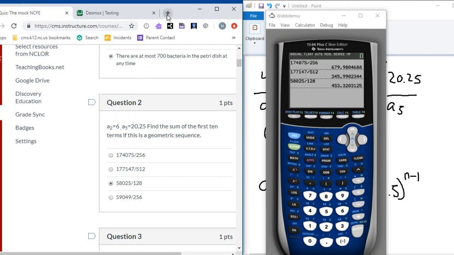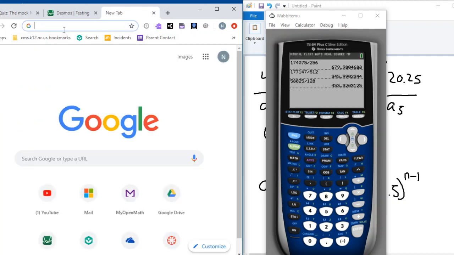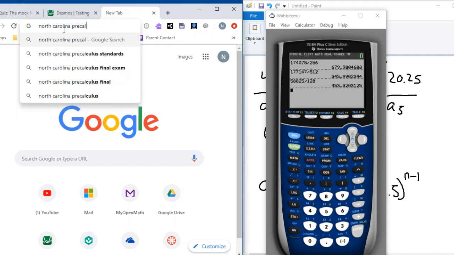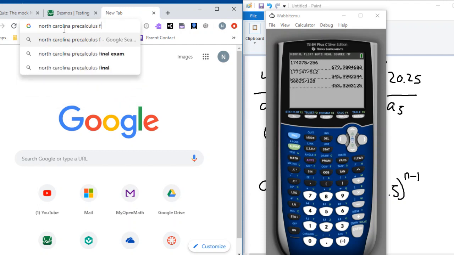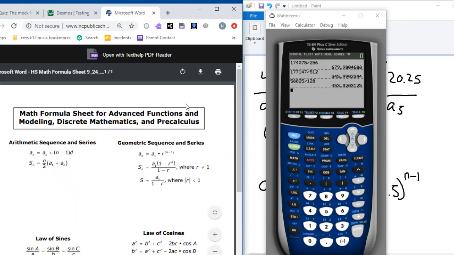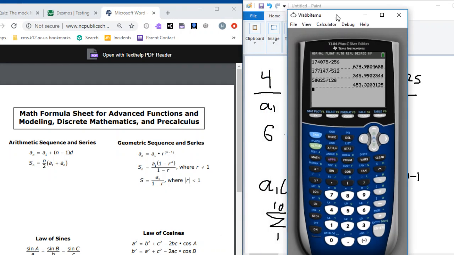The other way to do this, if you don't like using the sigma notation, is you can use your formula sheet, the North Carolina pre-calculus formula sheet. And you can see that the sum of the terms of a geometric series is A1 times 1 minus r to the n over 1 minus r. So our first term, once again, is 4. So let's actually just put this directly into the calculator.